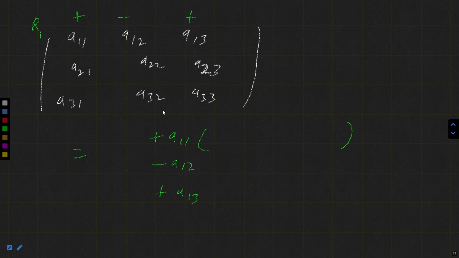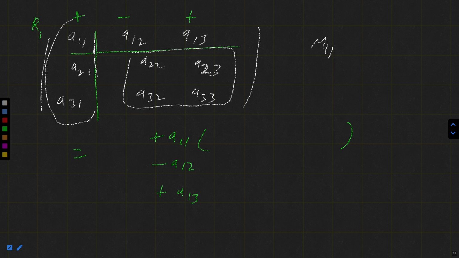Now evaluate this: eliminate this, and you are left with this thing. By the definition, what is M11? M11 is to eliminate the first column and first row, and then you are left with a 2 cross 2 matrix with these entries. Then you evaluate its determinant to find M11. So here you will get your M11.